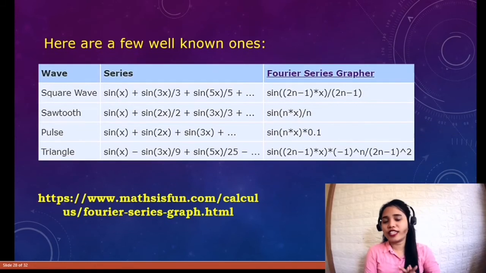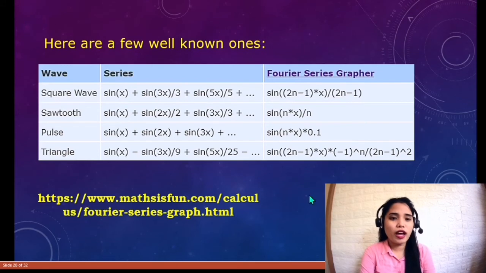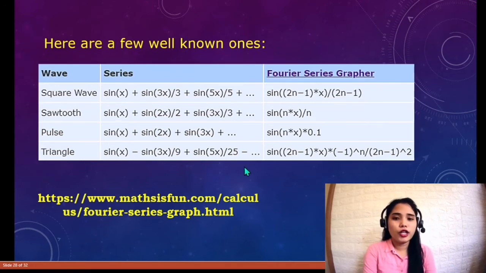Diba? It's very easy and it's very interesting to learn. Now, here are a few well-known ones. So, ito yung mga well-known na mga waves. So, we have a square wave, yung sinolve natin kanina. Ito yung series niya, and ito i-input natin sa Fourier Series grapher. Sawtooth, ito, pulse, triangle, and so on. So, we can graph the Fourier Series.